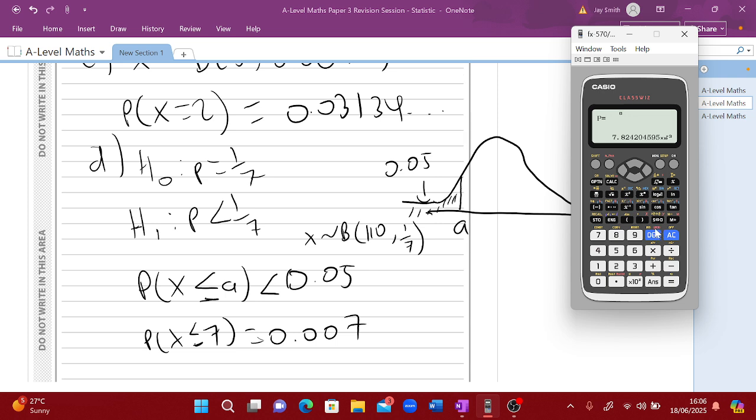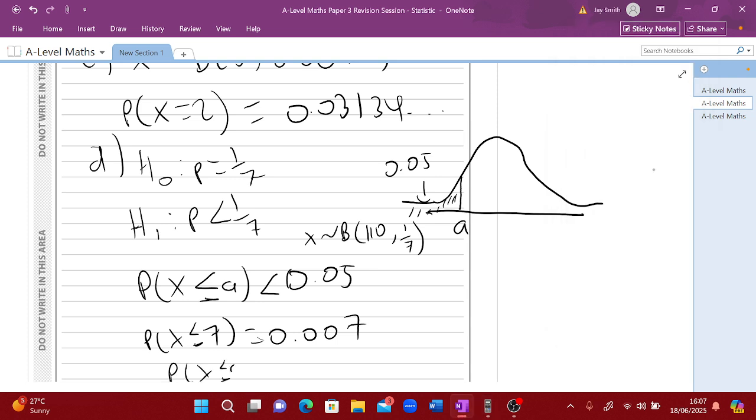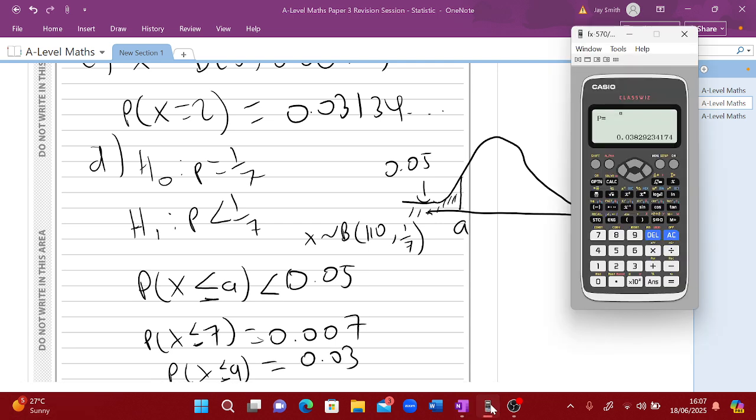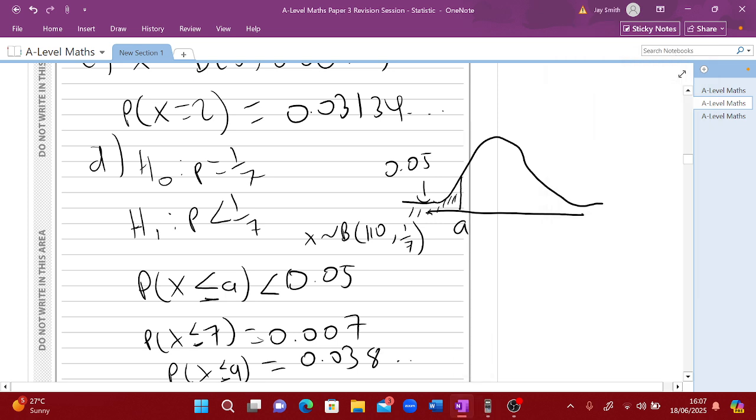And let's test some more. I need to go a lot bigger then, don't I? Let's try 12. There we go. So we have 0.19. That's far above 0.05. Let's try 10. 0.07. Let's try 9. 0.03. There we go. So I'm going to note that probability x less than or equal to 9 is equal to 0.03. I don't really care about the others.